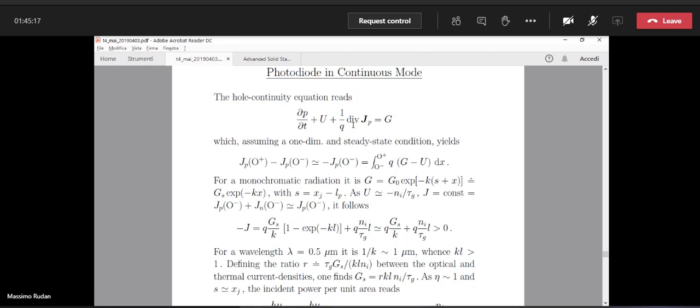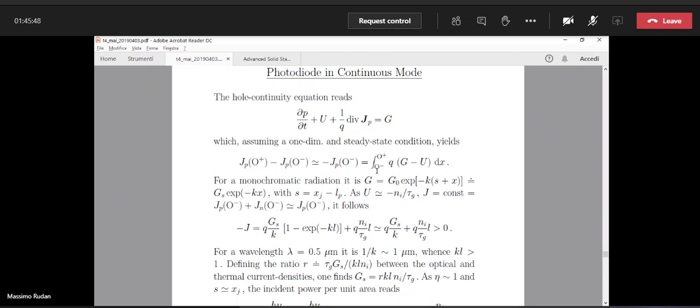In one dimension, the divergence is the derivative. So when we integrate the derivative, we have Jp of O plus, but this is 0 practically, as we remember, minus Jp of O minus. So the only one that survives is Jp of O minus. And this is equal to the integral from O minus to O plus of G minus U, okay?